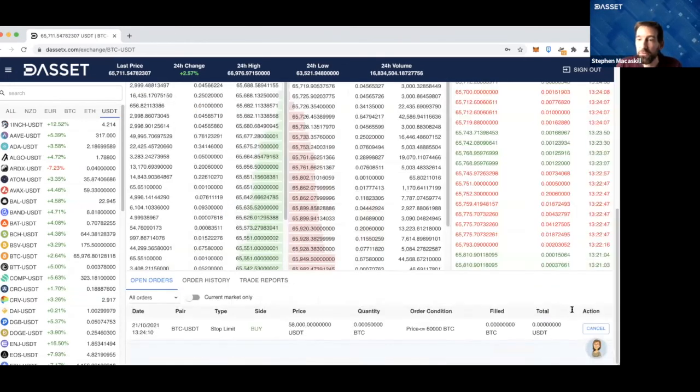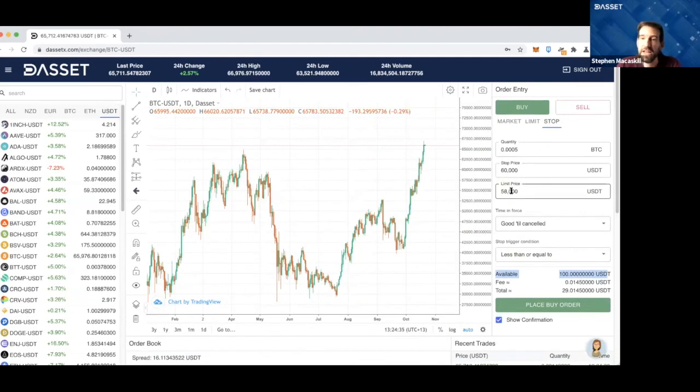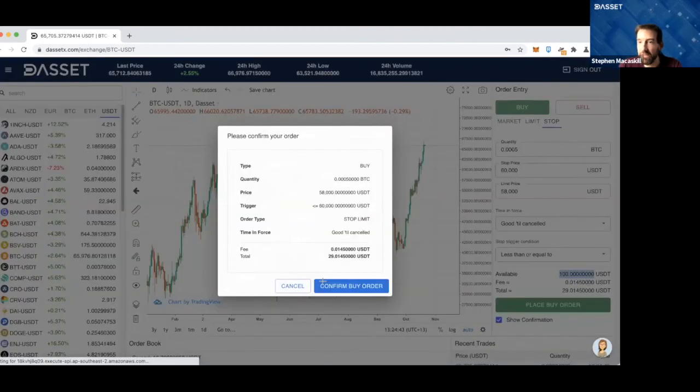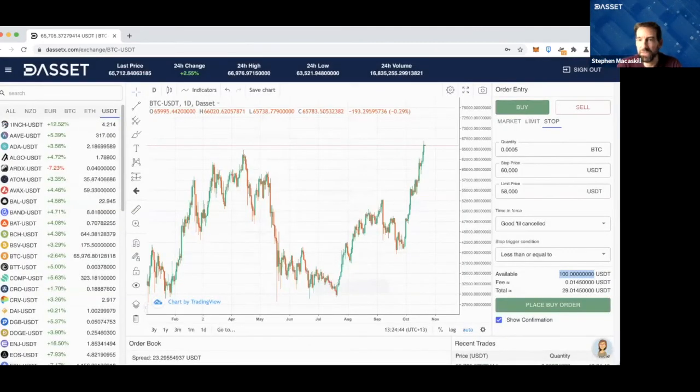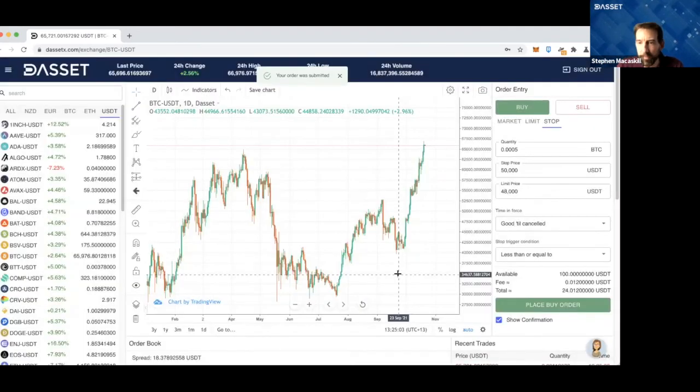And once Bitcoin hits $60,000, it will add $29 to the order book, which will make it unavailable for me to use. And so I can place a million of these if I want. If I think Bitcoin's going to drop to $50,000, then I want to put it in at 48, something like that. And so it allows me to put certain conditions in place to buy if the price goes to a certain level.